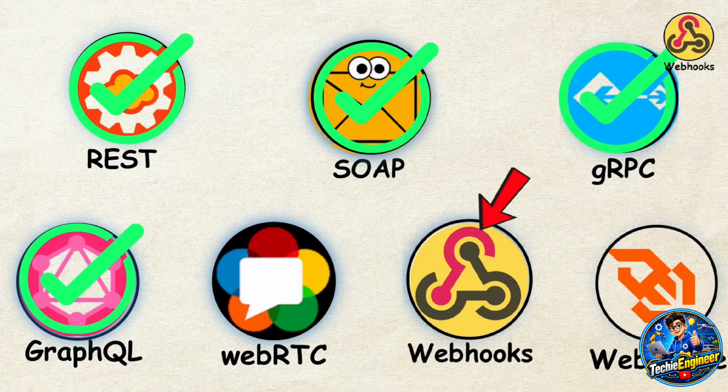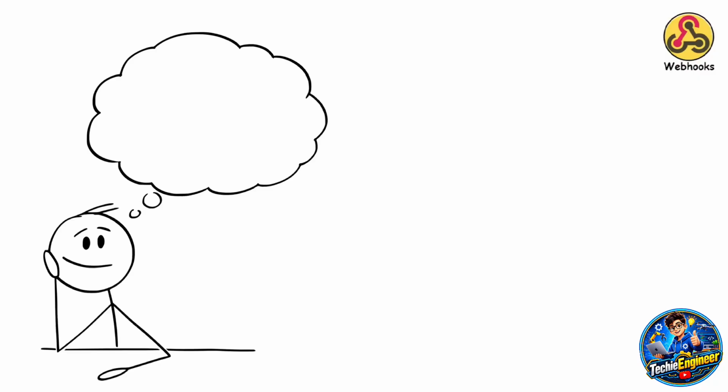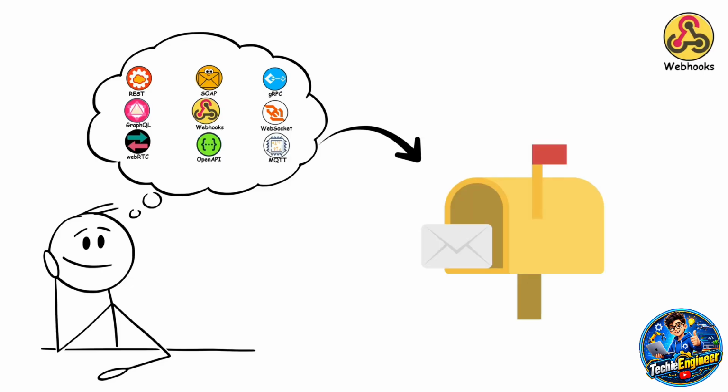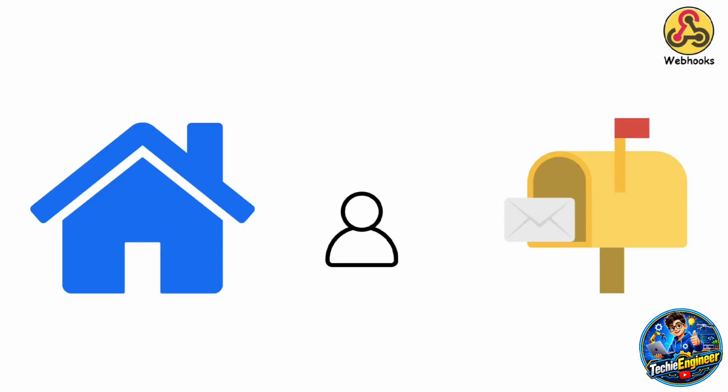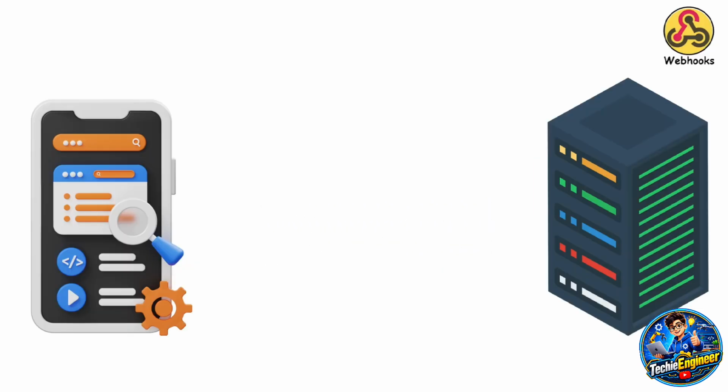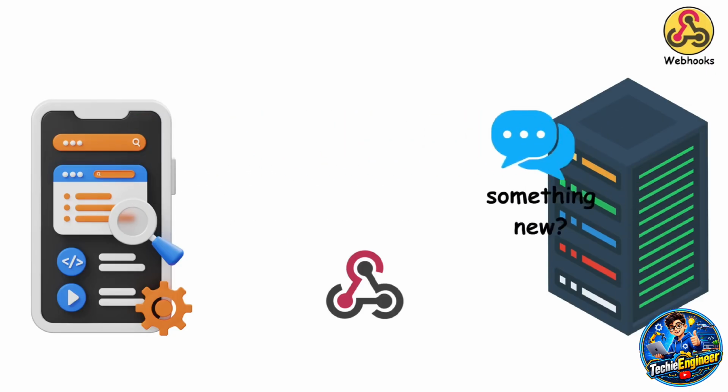Webhook API. Imagine this. With most APIs, your app is like someone constantly checking their mailbox. You walk outside, open it, see nothing, and walk back, over and over again. That's how traditional APIs work. Your app has to ask the server every time it wants to know if something new happened. But webhooks flip that model completely.